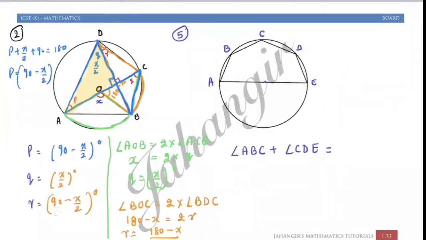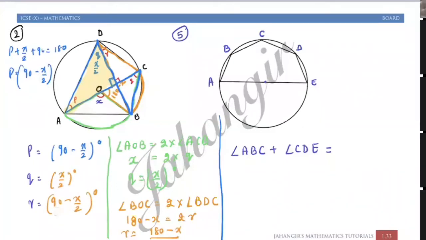Is this part clear totally? Any doubt? No, sir. Chalo, next question is fifth.